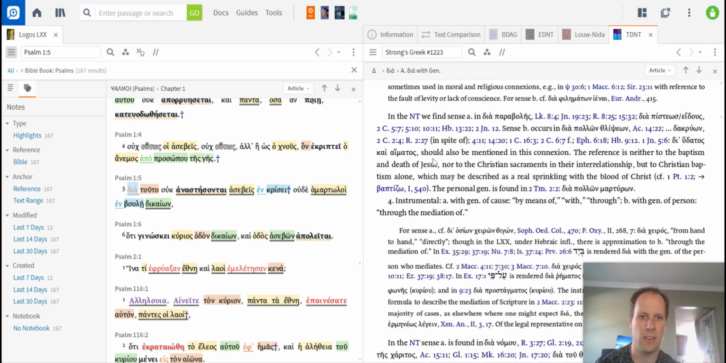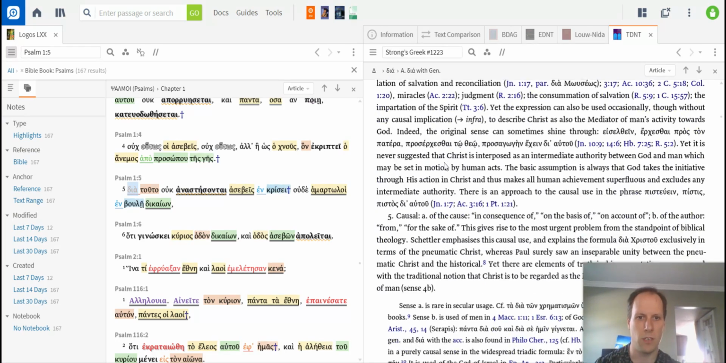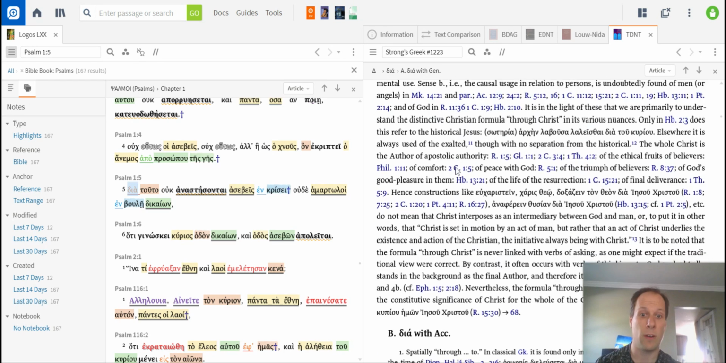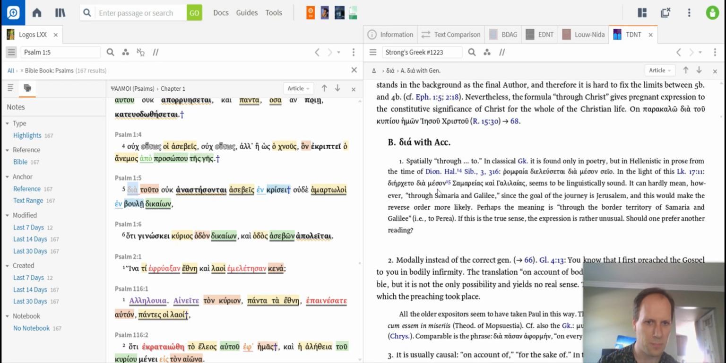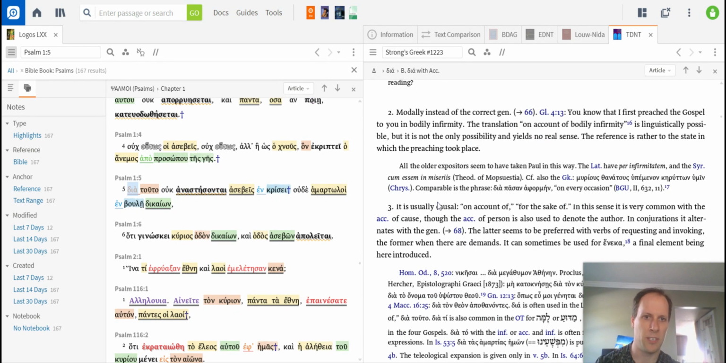But we are looking at dia with the accusative. Dia is an incredibly common preposition. And I'm going to skip through all this because I'm very positive that we are talking about this right here, on account of or for the sake of. So we could translate this for this reason. For this reason, the ungodly will not stand, the ungodly themselves will not stand in Chryse.